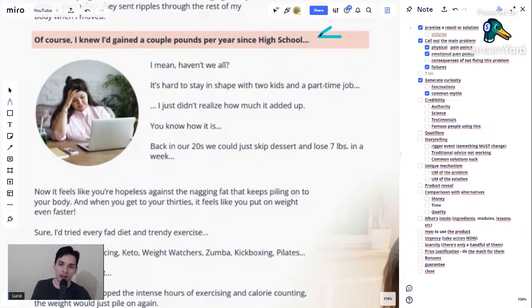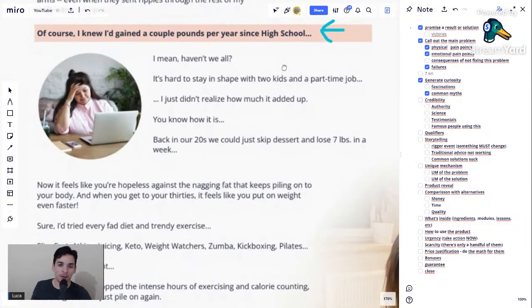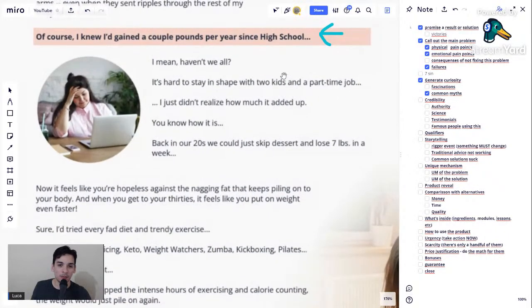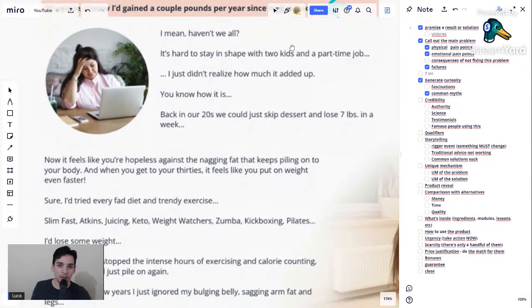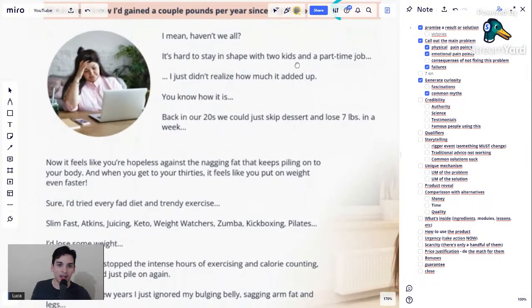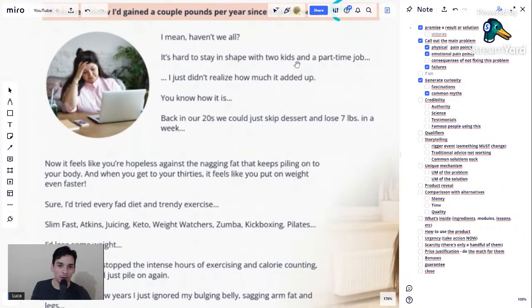I think this is a great line because it's something that every person goes through, right? And they think about it. Oh yeah, I'm not the same as when I was in high school. But this person at least reached that tipping point, right, where she can't ignore this problem anymore.